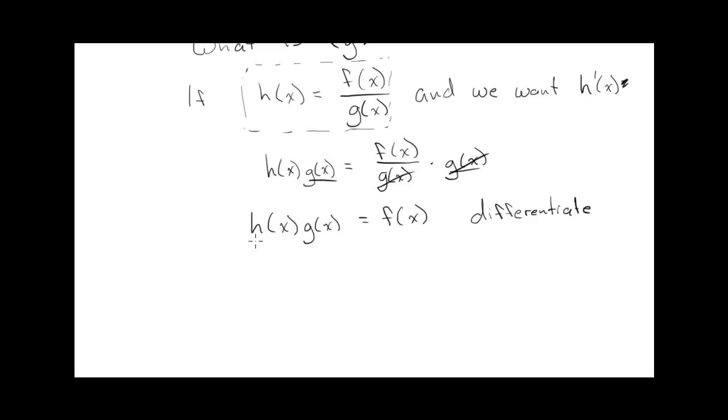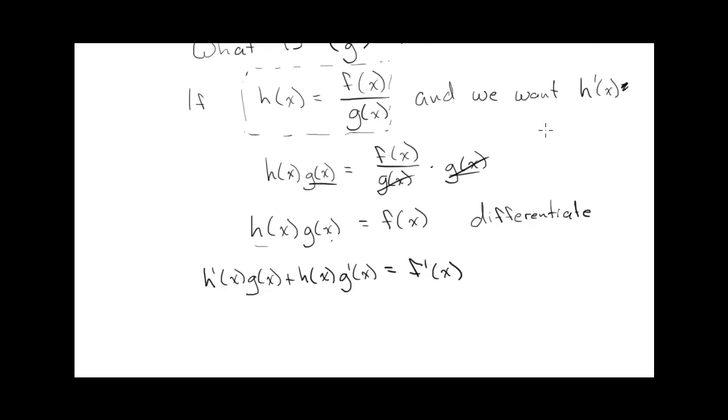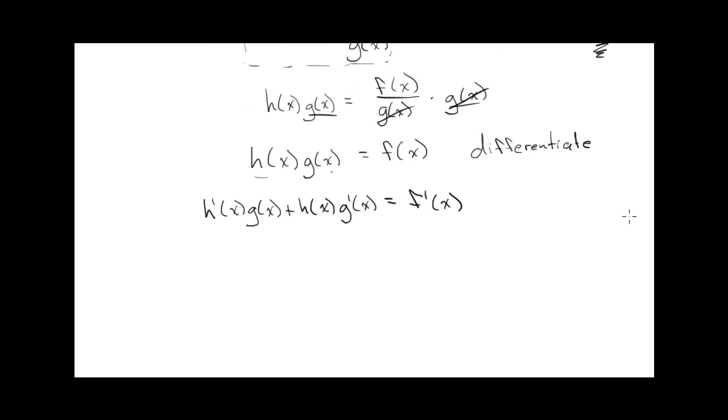So how do you take the derivative of this? Well, that's the product rule, right? Derivative of the first times the second plus leave the first times the derivative of the second equals, I have to differentiate that side too, so f prime. Now remember, what are we trying to get? We want h prime, right? Because h is the original quotient. So let's isolate for h prime.